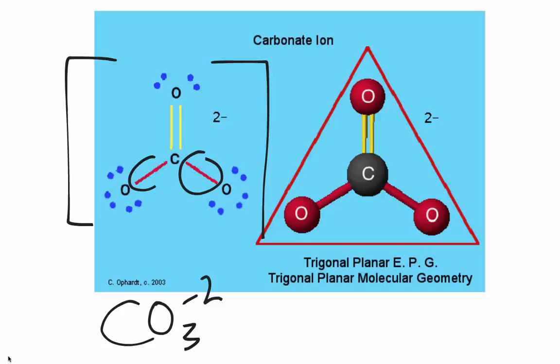Now it has 1, 2, 3 negative charge centers. Again, even though that's a double bond, it counts as 1 negative charge center. So they're going to spread out as far as they possibly can in space. That's going to give this a bond angle of 120 degrees. So still trigonal planar geometry and trigonal planar molecular geometry.